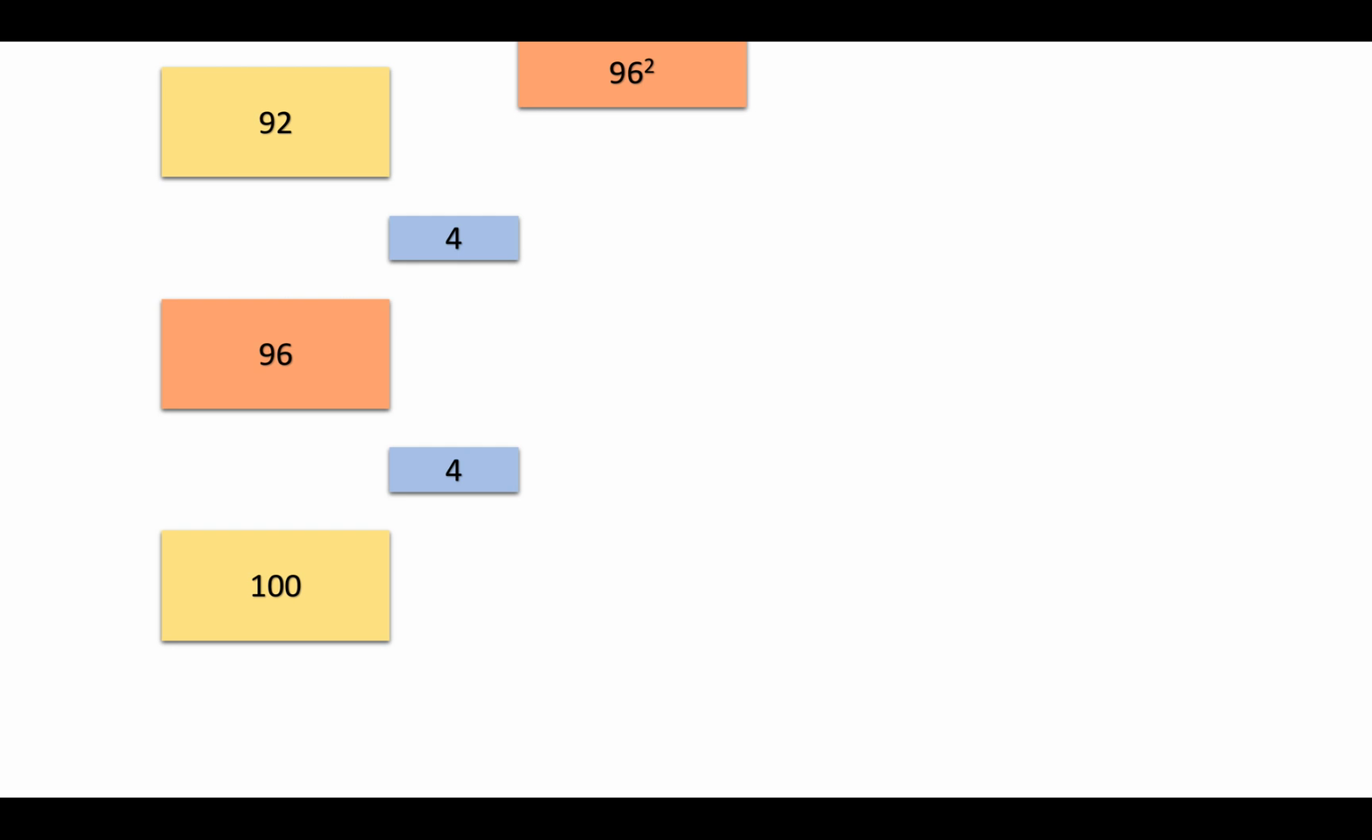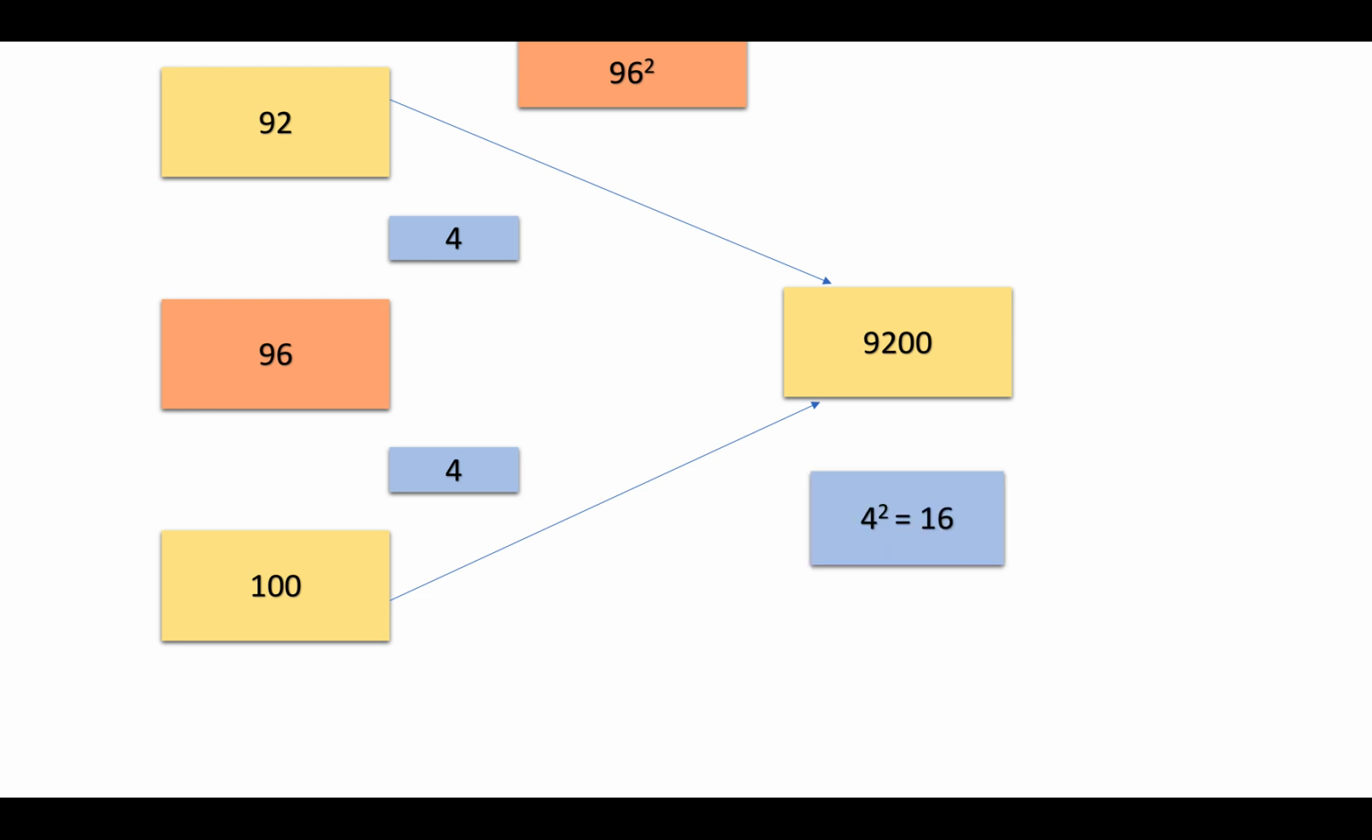Now multiply both the numbers in both these yellow boxes, the top and the below one. So we get 9200, right? Easy to multiply. Then we haven't used this blue box till now, the number 4. So we'll find the square of 4, which is 16. Add up 9200 and 16. It comes out to be 9216, right? Simple.